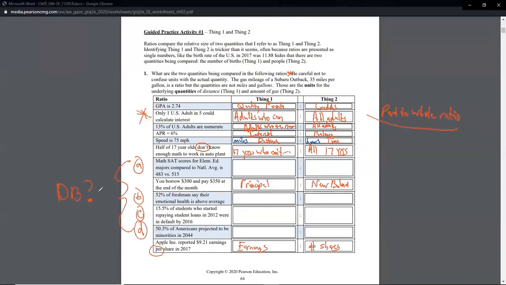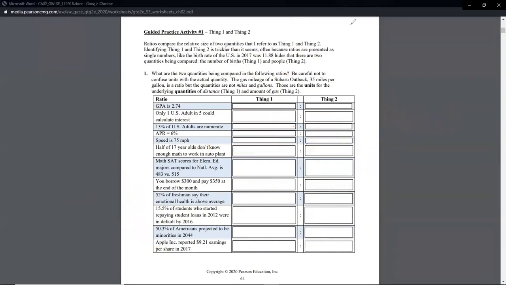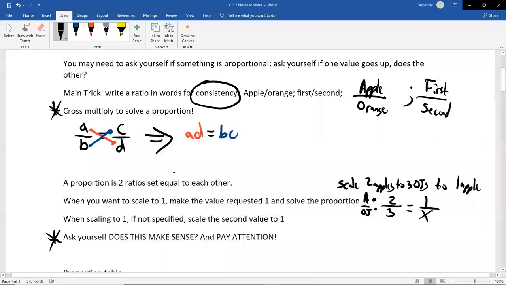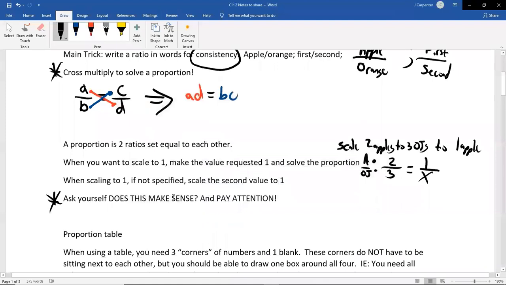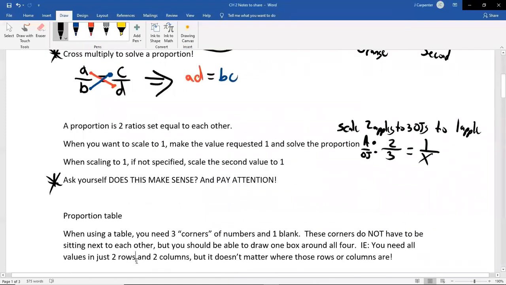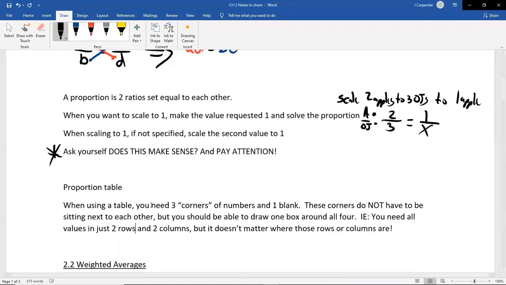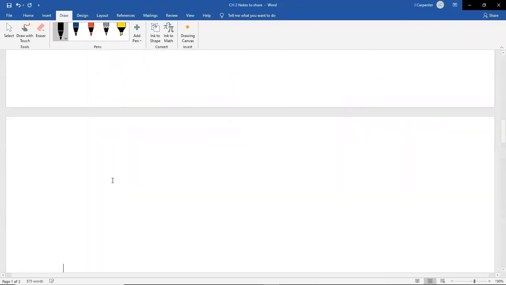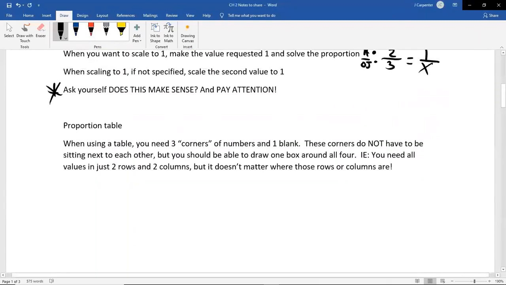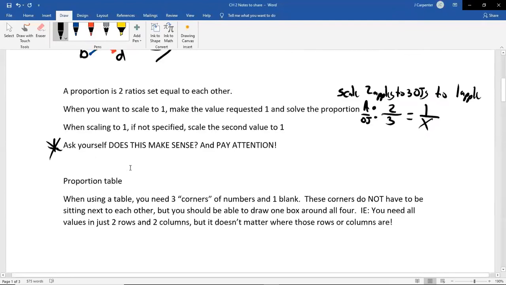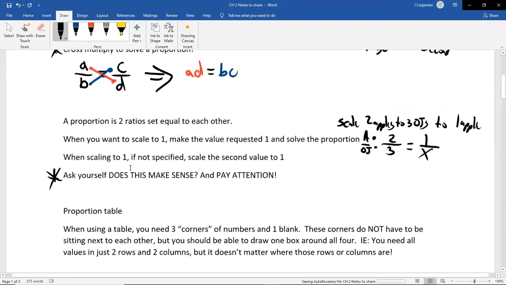And that's page 64. All right, so I need to clear the screen. Let's come off of this. There we go. Lots of space. Lots and lots of space. So what you're going to see a lot in this class is going to be a proportion table.